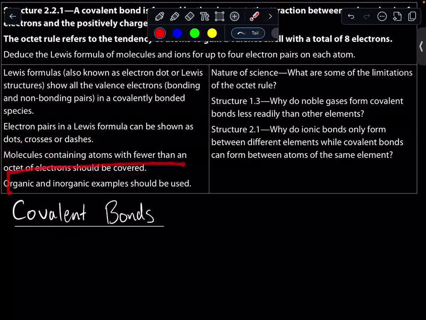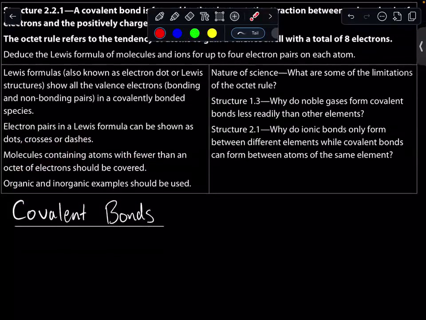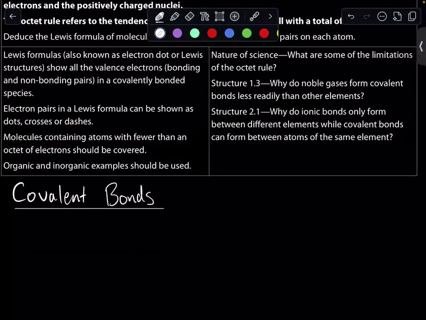We'll also talk about organic and inorganic examples, and we'll cover that in much greater detail in a later section. So without further ado, let's go over the entirety of the intro of covalent bonds. To do that, we're going to start with ionic bonds, which we covered last time.